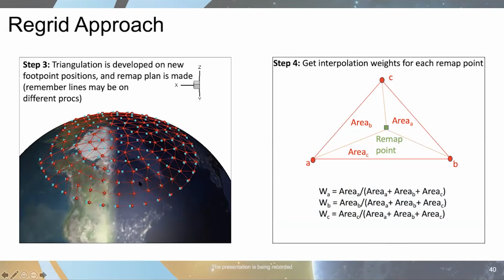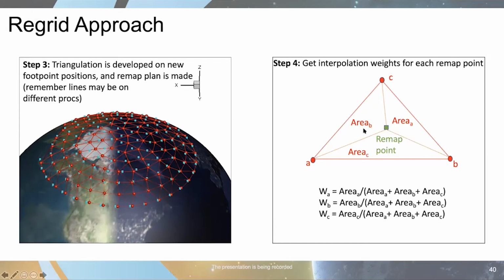And so now I can choose any one of my remap grids, and I can identify which triangle I am in, and I can try to interpolate back to my remap point. Now it's a little bit complicated because the field lines can be on different processors, and so you have to make a remap plan. You have to figure out, can I remap this point? And if I can, how do I do this while minimizing the communication between different processors?